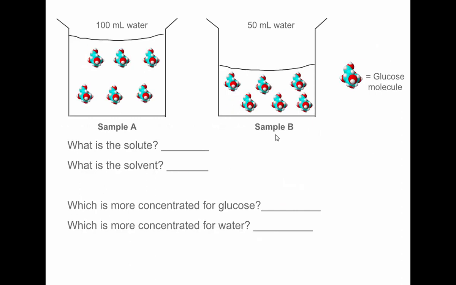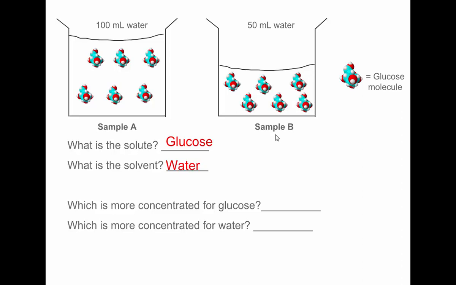Now, in this example, I'm using glucose molecules, a type of sugar. I'm making sugar water, basically, with this glucose in the water. First of all, what's the solute when I dissolve this glucose in the water? Jenna? The glucose. And what's the solvent, Jenna? The water.